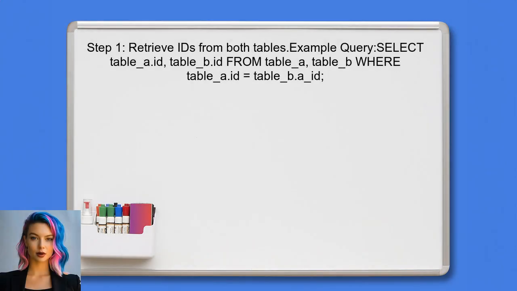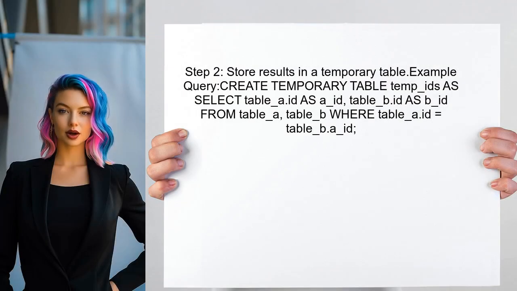To rewrite the update query for H2, the user should first retrieve the necessary IDs from both tables. This can be done using a select statement. Next, the user should store the results of this select statement in a temporary table or a variable, depending on their needs. This will help in the next step.